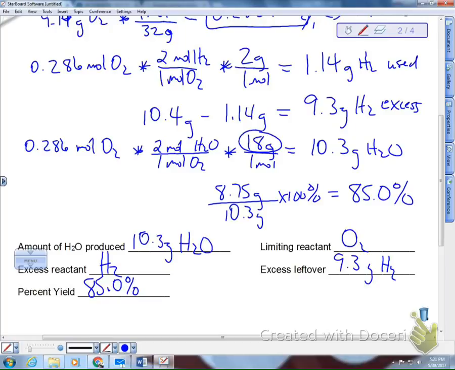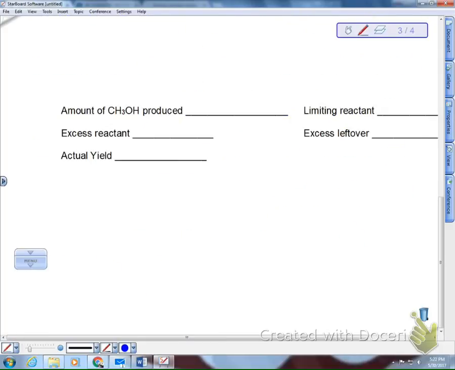I'm going to give you the answers here with a longer pause. But go ahead and hit pause if you haven't done number 3 yet, and give it a shot. Alright, let's see how you did on problem number 3. The coefficients were 1, 2, and 1. And with those coefficients, you should have calculated a theoretical yield of 8.51 grams of methanol. The limiting reactant was carbon monoxide. The excess was hydrogen. The excess was 0.14 grams of H2.